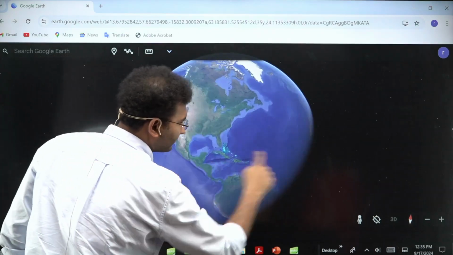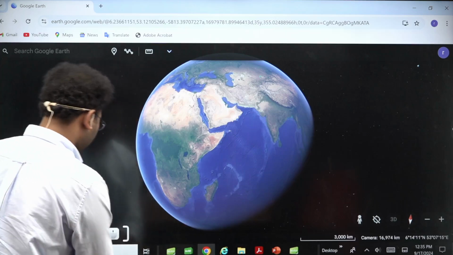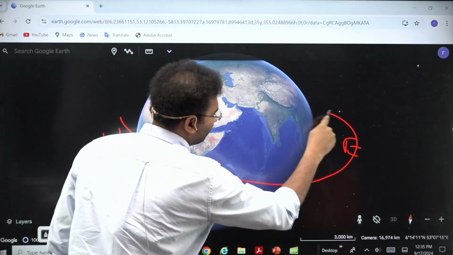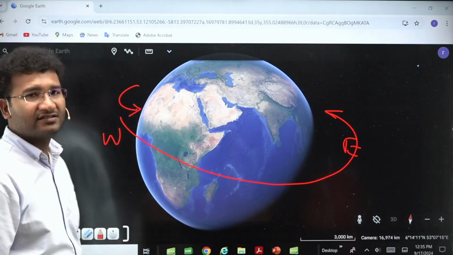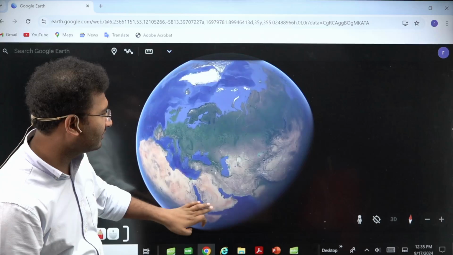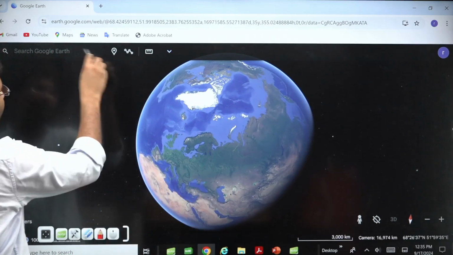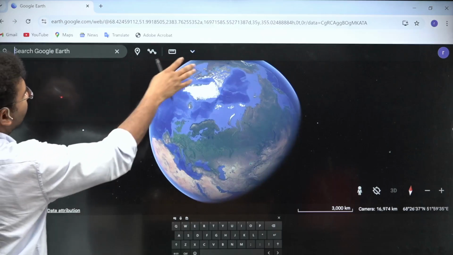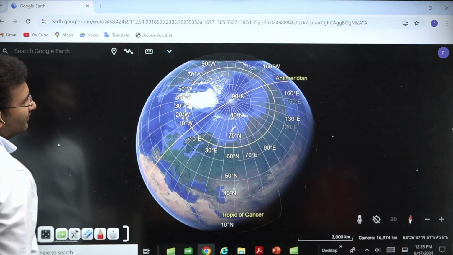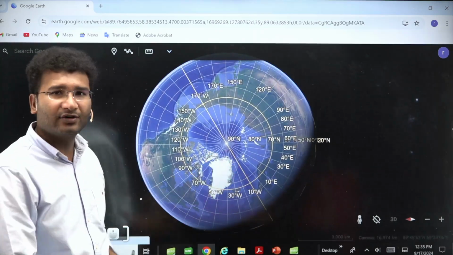Earth rotates in this direction, and earth will not change the direction of its rotation. It is west, it is east. Earth always rotates from west to east, right? This is the rotational direction of the earth. Now if I am seeing the same earth from the North Pole, this is your North Pole, right? So let me add the grid lines here, you will get better clarity. Okay, so let's imagine we are going to the North Pole and earth rotates from west to east.